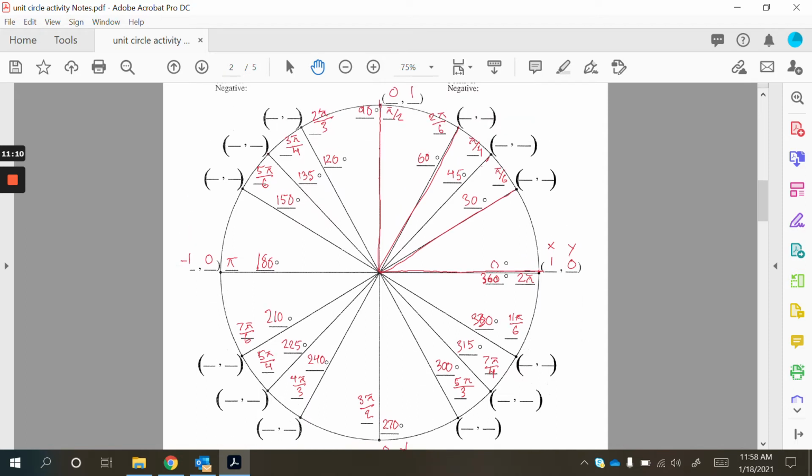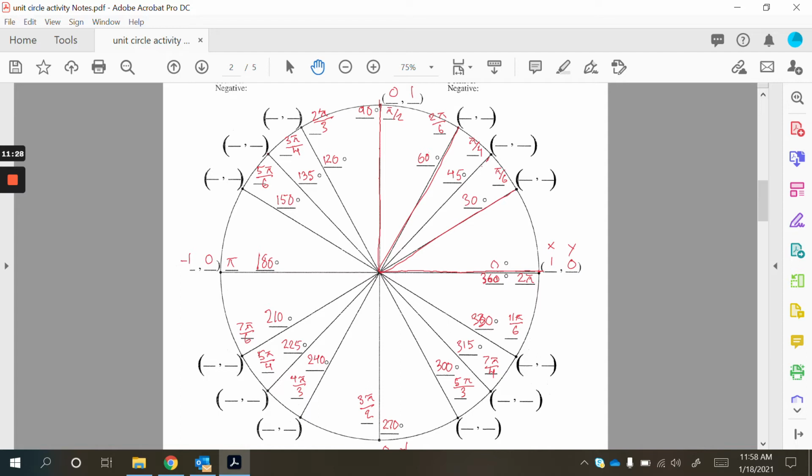Remember, I know these are all 1s because the unit circle has a radius of 1. So if this is the middle of the graph, it went forward 1 and it didn't go up. It went up 1, but it didn't go backwards or forwards. Okay, so that's how I know those.